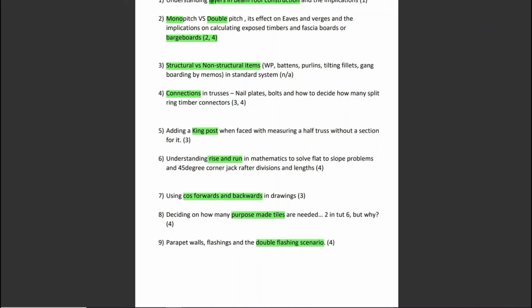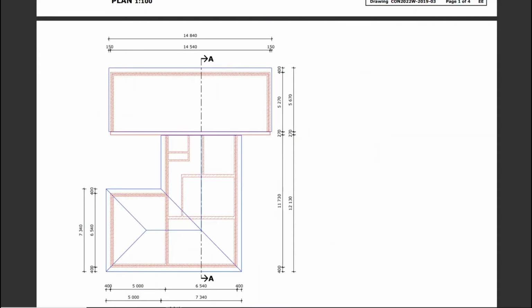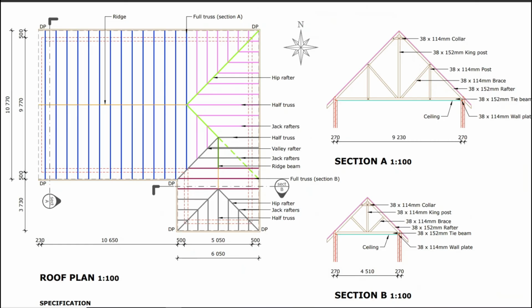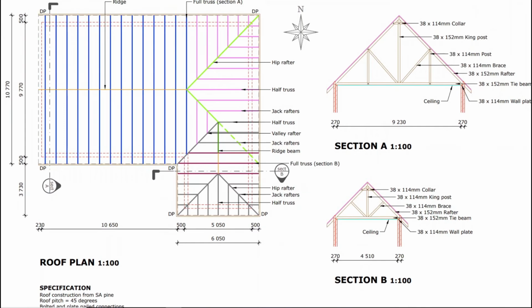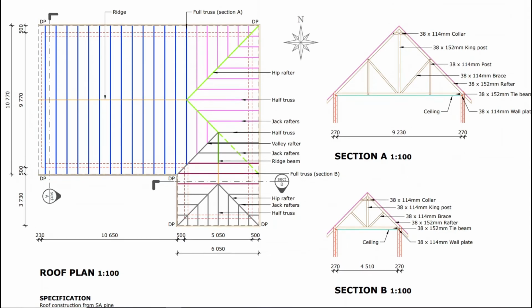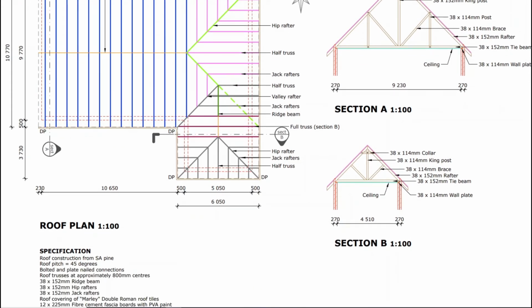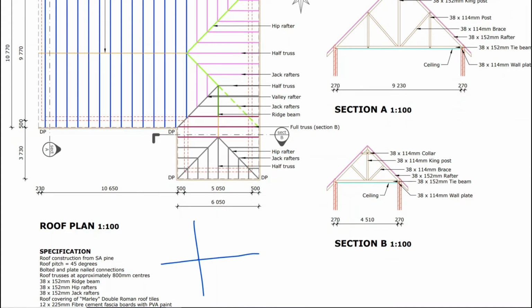Point number 6 is quite interesting. I really enjoy this theory. So let's just take a look. Drawing number 4. So what I'm saying about the rise over run theory is that it's really basic mathematics when you look at a graph and it's on a 45-degree slope.